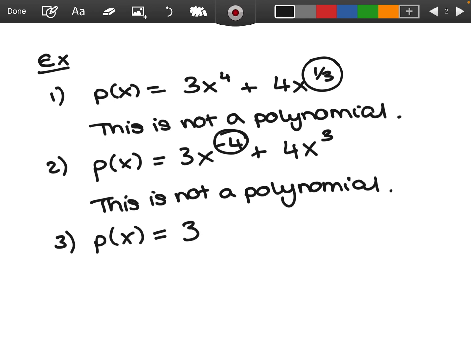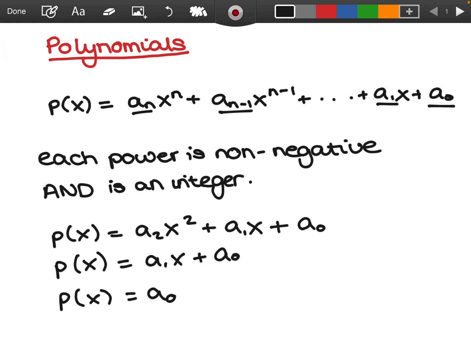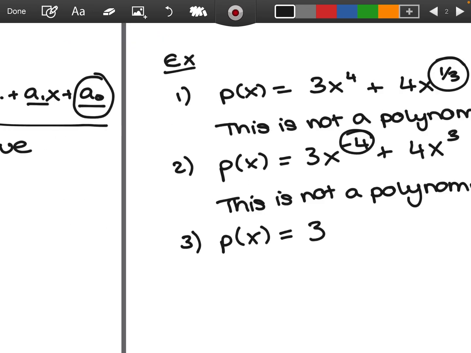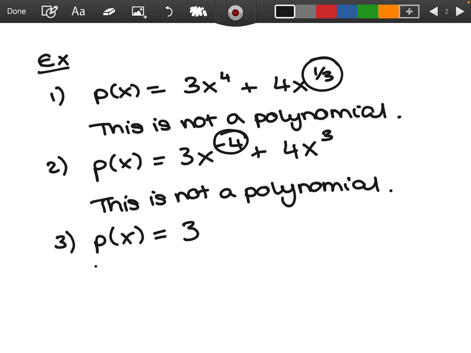Something that is a polynomial is just something that's a constant. If I look at our definition here, I just have a constant value at the end. I don't actually have any x terms in there, but everything fits, okay? I do have a polynomial in this case, so this is a polynomial.